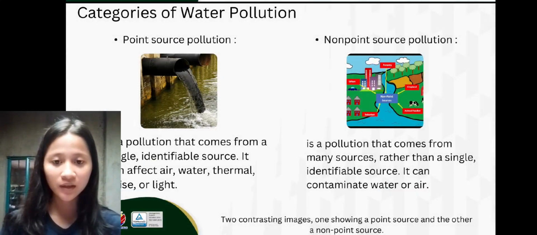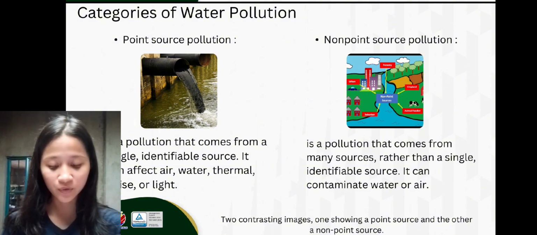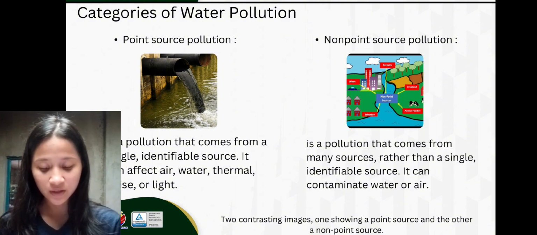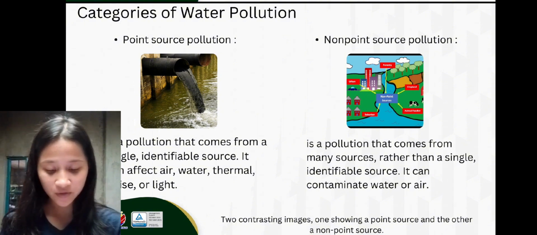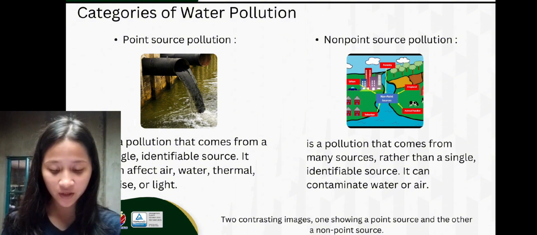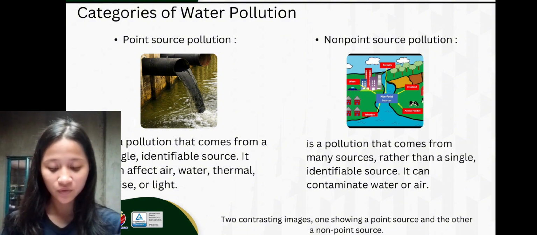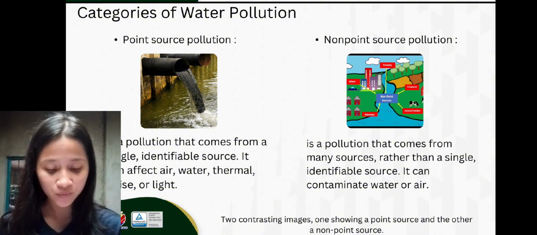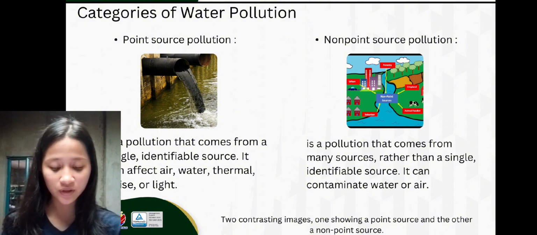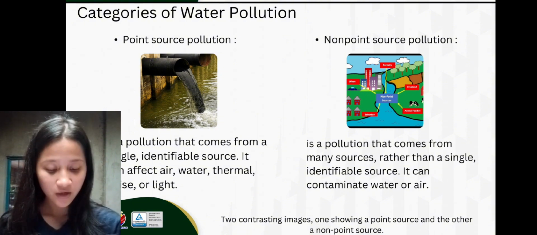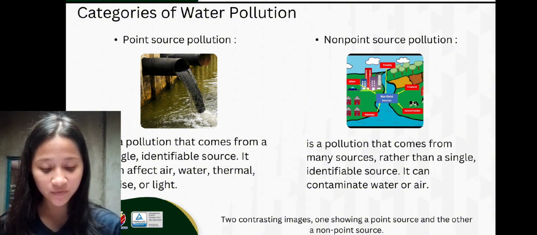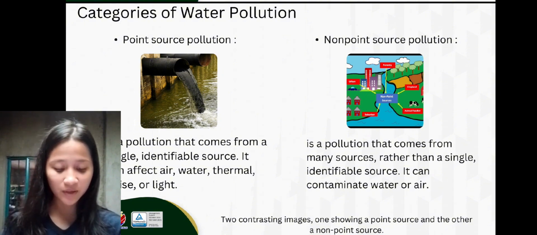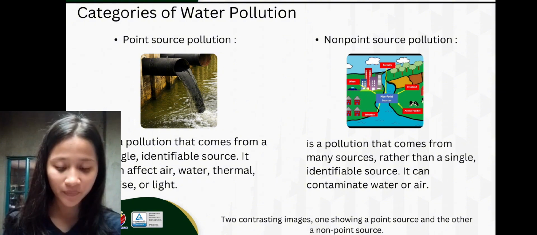Merong dalawang categories ang water pollution. One is point source pollution, which is a pollution that comes from a single identified source. It can affect air, water, thermal, noise, or light. Non-point source pollution naman is a pollution that comes from many sources. Rather than a single identifiable source, it can contaminate water or air.